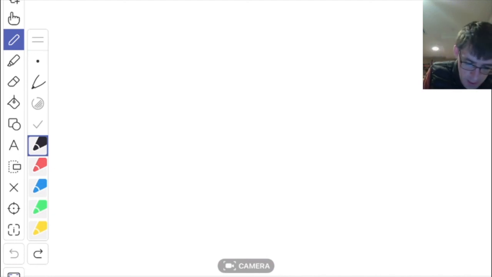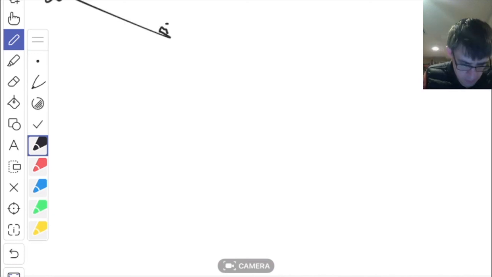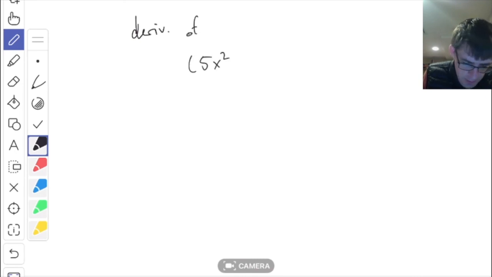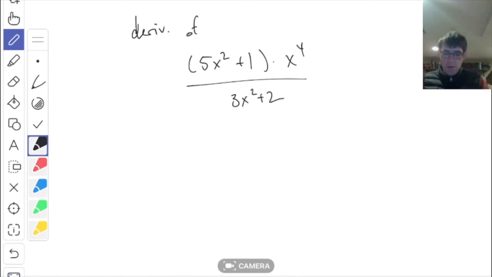Okay, let's try. How about the derivative of 5x squared plus 1 times x to the 4 over 3x squared plus 2. All right, this is one of those where you've got to do the product rule and the quotient rule sort of at the same time.